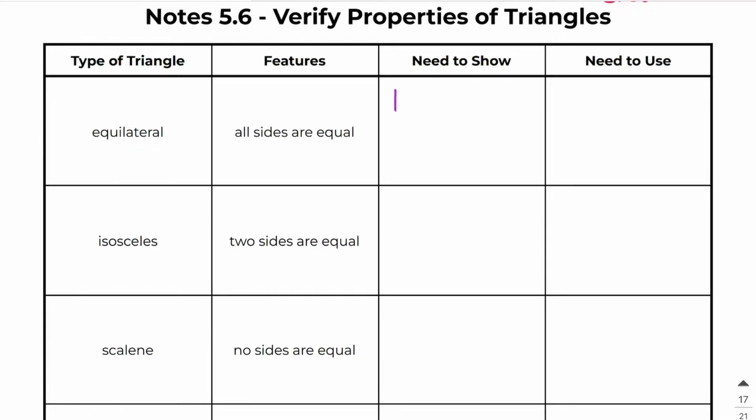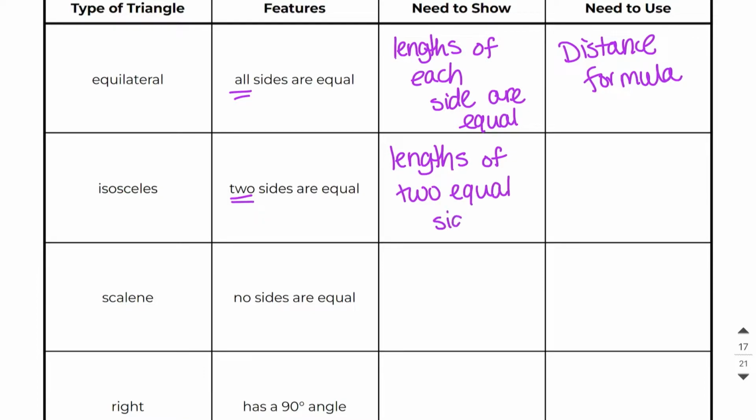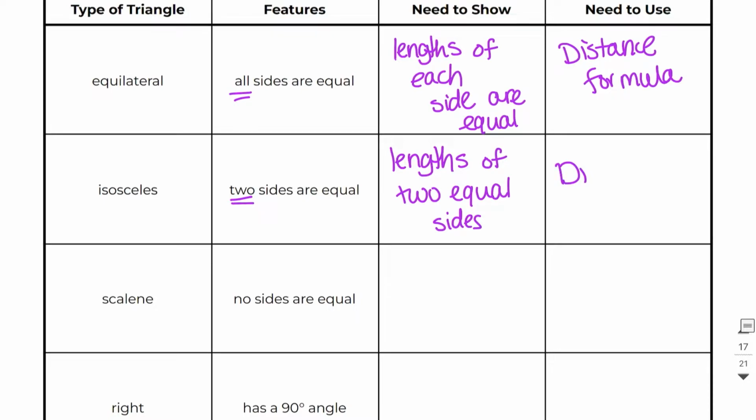So what we need to show are the lengths of each side, and the way you do that is by using the distance formula. Sorry, when we say the lengths of each side, we need to show that the lengths of each side are all equal. For isosceles, isosceles means two sides are equal. So same thing, we need to find the lengths of two equal sides. We're going to calculate their lengths, and the way we would do that is by doing the distance formula again.